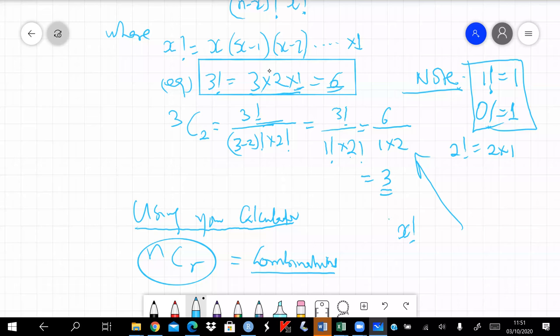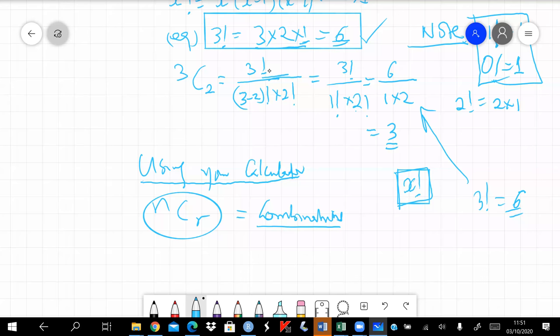There's a function which looks like that, X with something like an exclamation mark. That is read as X factorial. So you just need to press 3, then you press that function. You'll get the answer is 6. So when the numbers are large, avoid doing this. Just press your calculator. Okay.